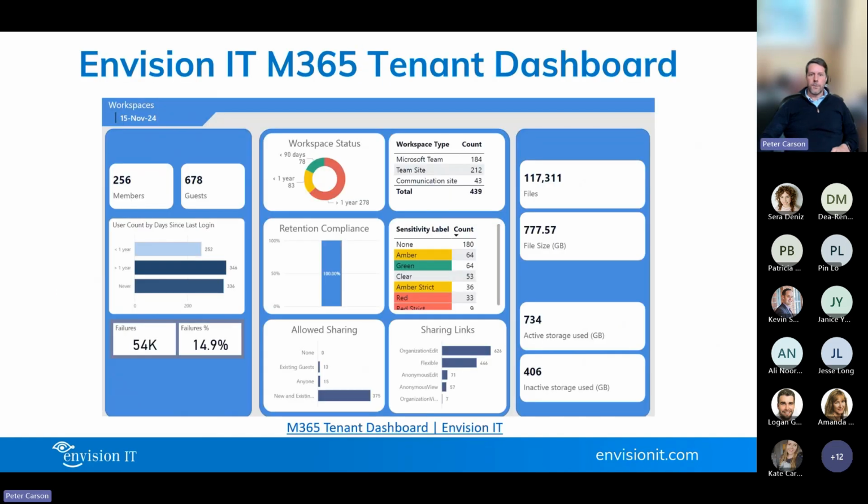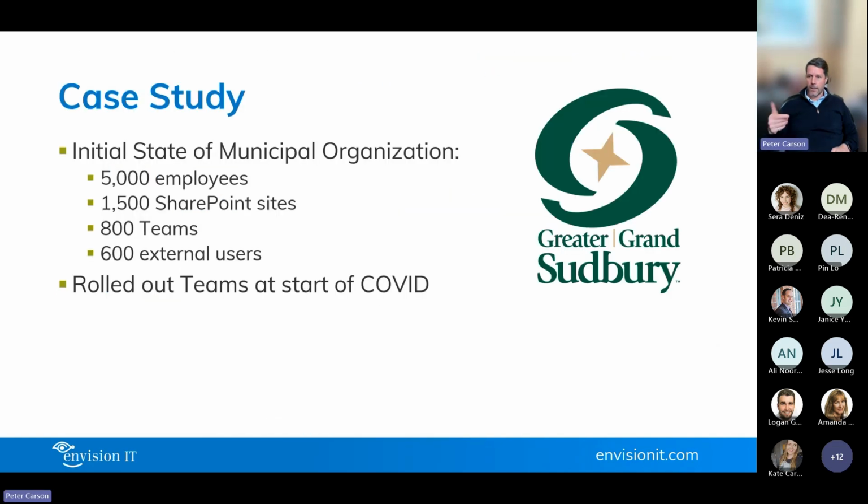But let's actually flip gears for a second here and talk about that case study. So City of Greater Sudbury, if you're not Canadian, may not know, it's in Northern Ontario, it's based about 5-6 hours north of Toronto in Ontario. It's quite a large municipality. It's about 250,000 people, I believe, about 5,000 employees across the municipal organization.